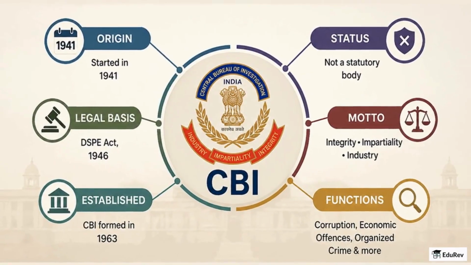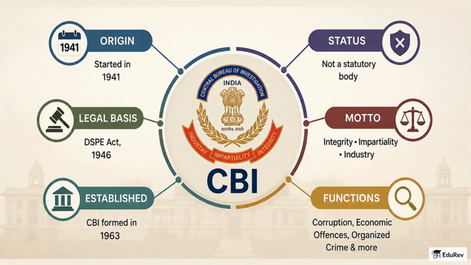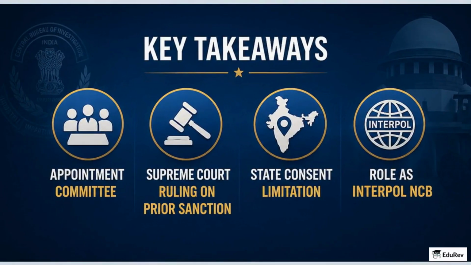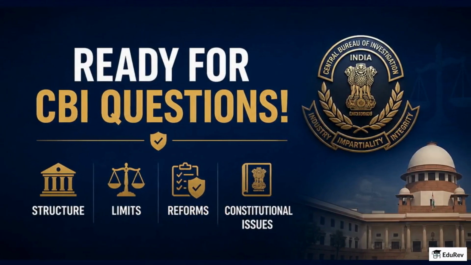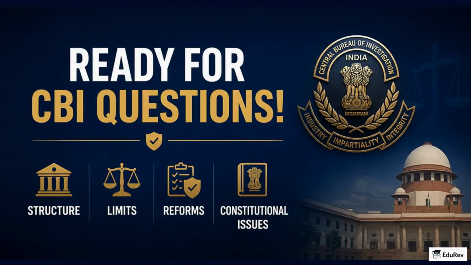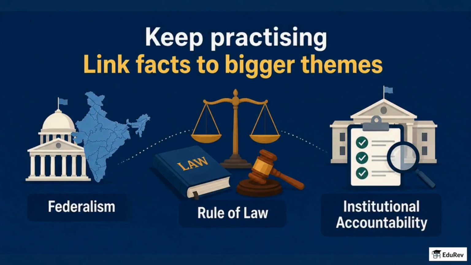Quick recap. Origin in 1941, DSPE Act 1946, CBI formed 1963, not statutory, motto and mission emphasize integrity, functions span corruption to organized crime. Remember the appointment committee? Supreme Court ruling on prior sanction, state consent limitation, and role as Interpol NCB? You are now ready to answer questions that ask for structure, limits, reforms, and constitutional issues related to the CBI. Keep practicing by linking facts to bigger themes like federalism, rule of law, and institutional accountability.